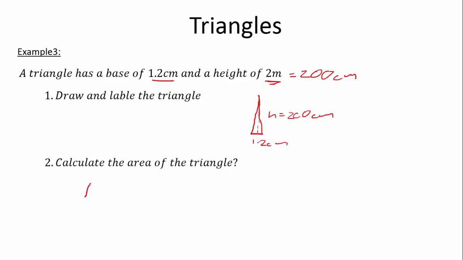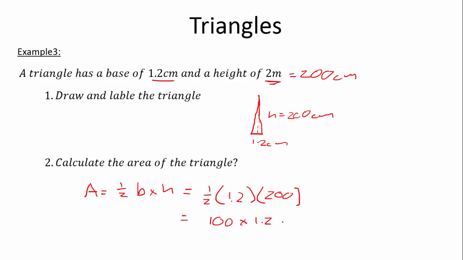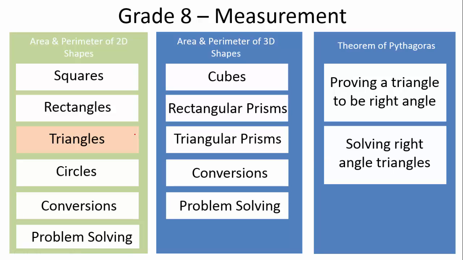Calculate the area. You know that area is equal to a half base times height. Keep writing this to remind yourself. So this is a half. What's the base? 1.2. What's the height? The height is 200. Here we can quite easily divide 200 by 2 to get 100. So 100 multiplied by 1.2. What is 100 times 1.2? That is 120 centimeters squared. And that is the area of our triangle. Well done, grade 8s. That is our section on triangles. Now we're going to get onto a really interesting section on circles. So enjoy.